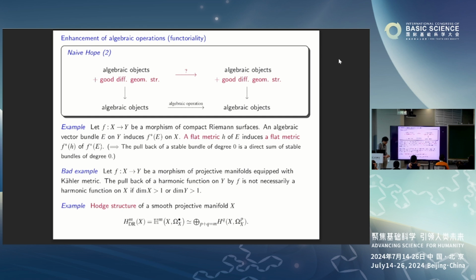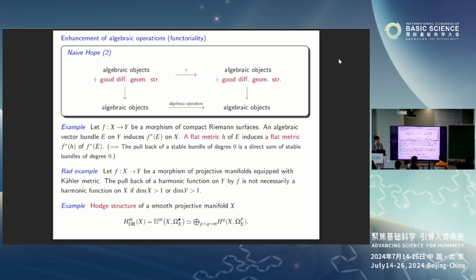For example, when we are given a morphism of compact Riemann surfaces from X to Y, then an algebraic vector bundle on Y induces an algebraic vector bundle on X by the pullback. So this is a purely algebraic operation. And the flat metric of the bundle on Y induces a flat metric of the pullback of the bundle on X.